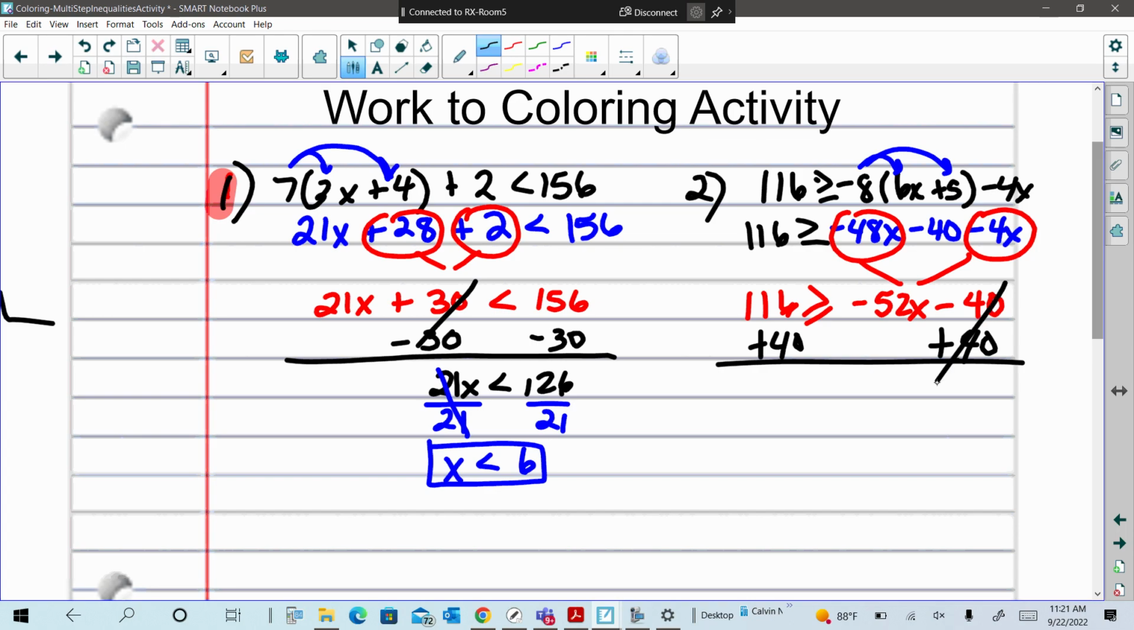All right, so are we getting 156 is greater than or equal to negative 52x? So what should we do next? Yep, divide it by that negative 52. And who knows what we need to make sure we do now? John Mark. Yep, this symbol, because we divided by a negative, needs to be switched. So it's going to be less than or equal to 156 divided by 52, that's negative 3. Negative 3 is less than or equal to x.